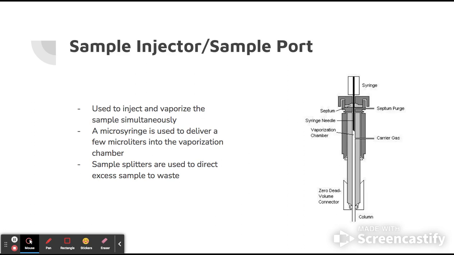The vaporization chamber is typically heated 50 degrees Celsius above the lowest boiling point of the sample, and the sample is subsequently mixed with the carrier gas to transport it into the column.